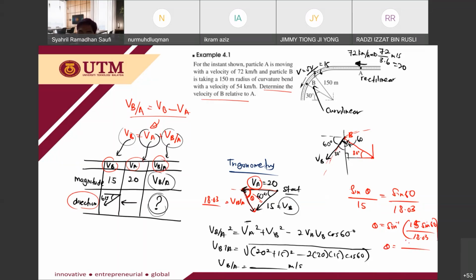So 46.1. Okay, so your final answer should be in this form, which is VB slash A is equal to 18.03 with the angle of 46.1 degree.